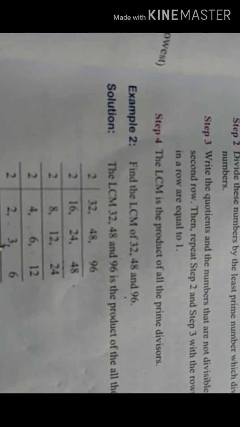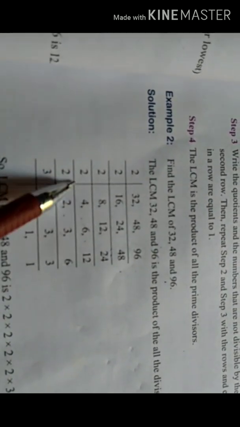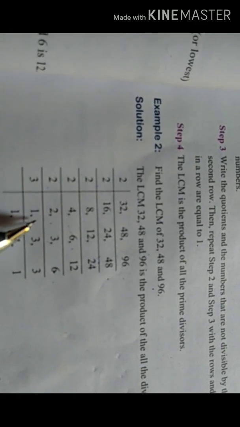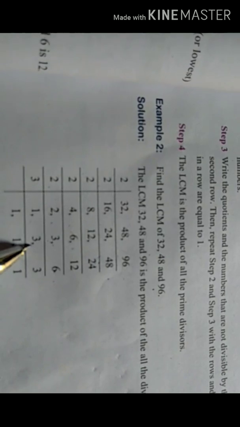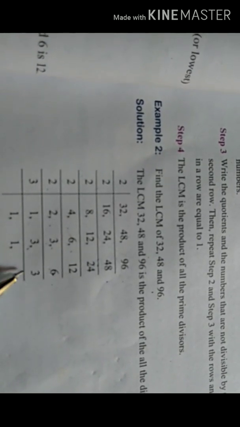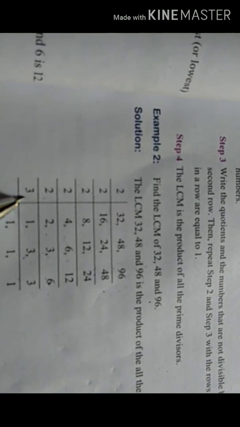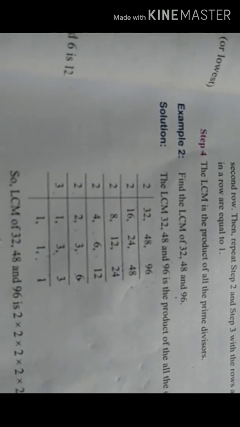2 twos are 4, 2 threes are 6, 2 sixes are 12. Then for 2, 3, 6 again you can take 2, 2 ones are 2. There is no 3 in the table of 2, so 3 will be written as it is, and 2 threes are 6. Then for 1, 3, 3 again you can take 3, 3 ones are 3, 1 as it is, 3 ones are 3, 3 ones are 3.